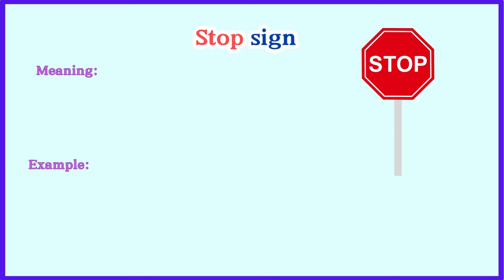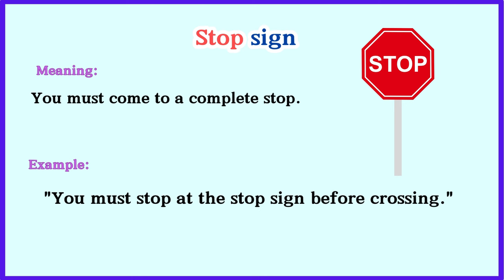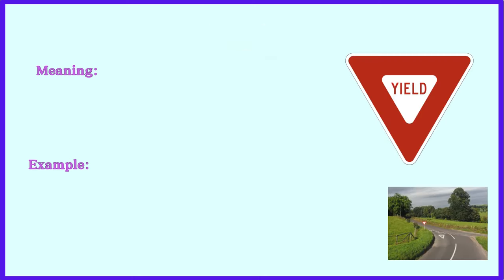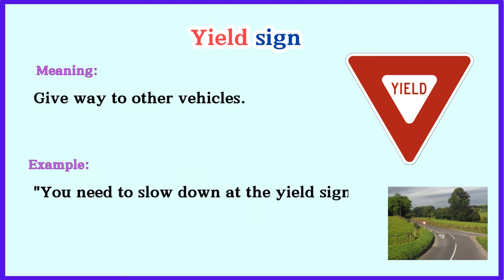Stop sign. Meaning, you must come to a complete stop. Example, you must stop at the stop sign before crossing. Yield sign. Meaning, give way to other vehicles. Example, you need to slow down at the yield sign.